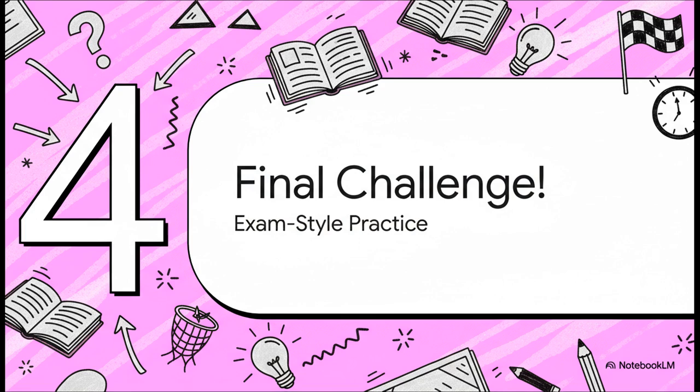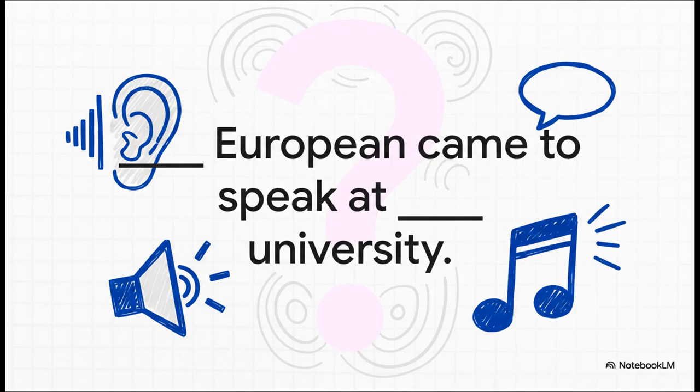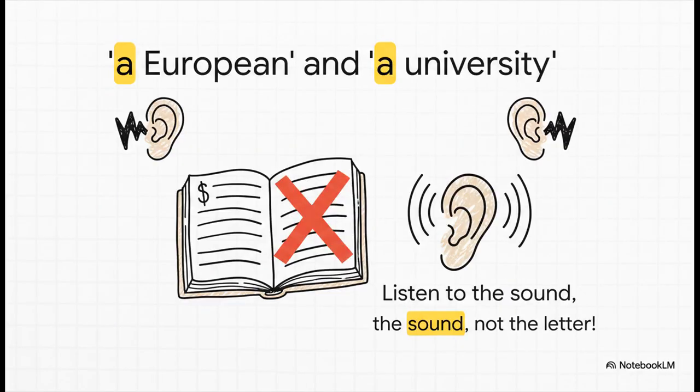Okay, you've seen the traps, you know the rules. So now, let's put it all to the test. Here comes a rapid-fire practice round, and it's based on common exam patterns. Let's see how you do. First one up. Now remember, error trap number 1, don't look at the letters, you gotta listen to the sounds. And the answer is a and the. We use a before European because it starts with that consonant Y sound. Then we use the before university because we're talking about a specific, known university in the context of the sentence. This is a super common way they test both types of articles in one go.